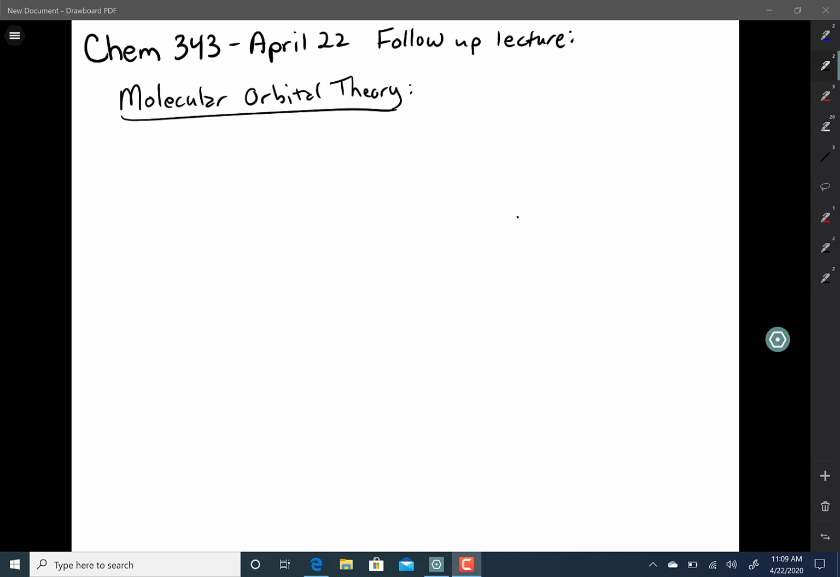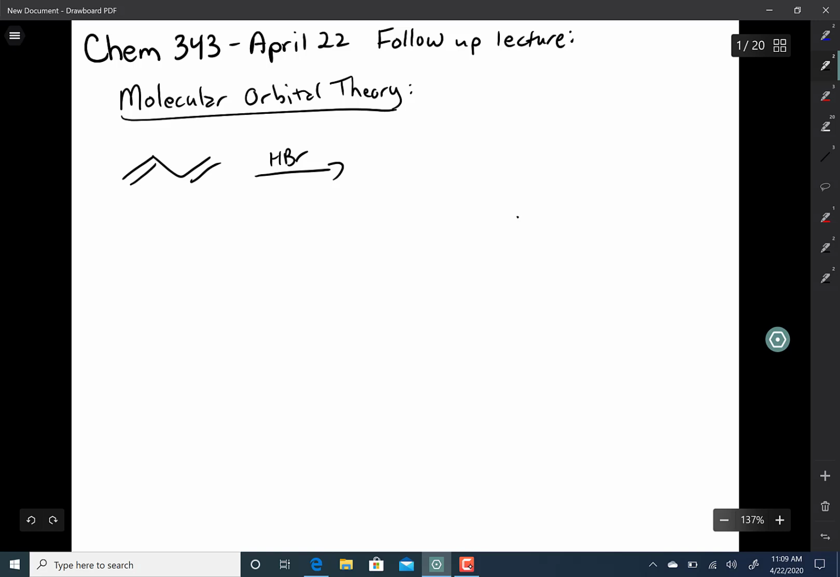Okay, I just want to do a follow-up to molecular orbital theory and provide some reactions where you can see how molecular orbital theory works. So if you use HBr and butadiene, if you add just one equivalent of HBr, you get two possible products out of this.